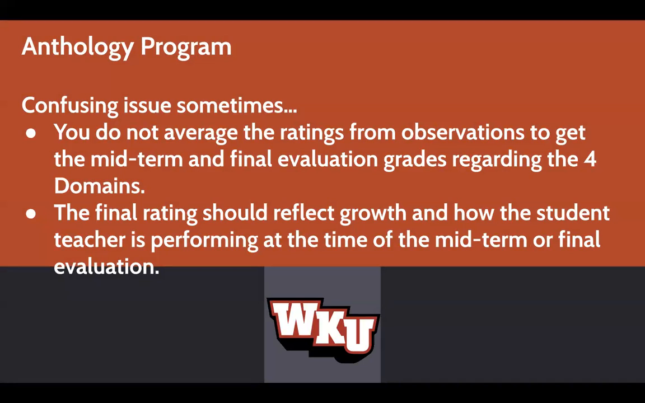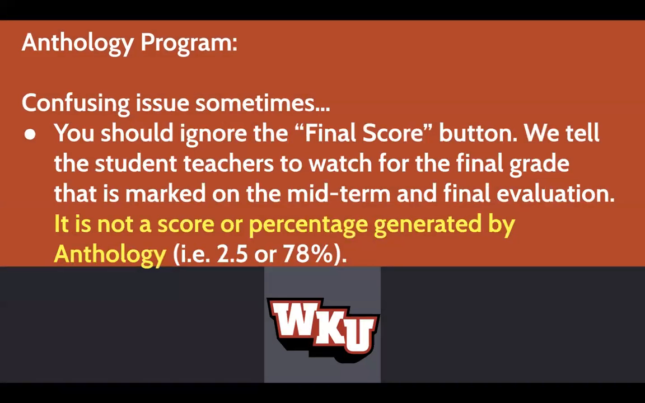You never average the ratings from the observations to get a midterm or final grade. If at the very first formal observation they weren't doing very well, they were ineffective in several areas, but at the end of the first 8 weeks they've improved, that's the final evaluation for them. We want it to not be an average of scores. We want growth over time. So that's real important, that we're not trying to average anything. Sometimes in Anthology, there is a final score button you'll see. We want you to get in the habit of ignoring it. Don't hit that final score button.